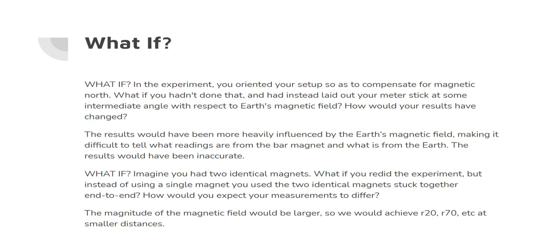And so what if we had two identical magnets that we stuck together? The magnitude of the magnetic field would be larger, so we would be achieving B at 2r, 7r, etc. at smaller distances. And that's it for my experiment, and thank you for listening.